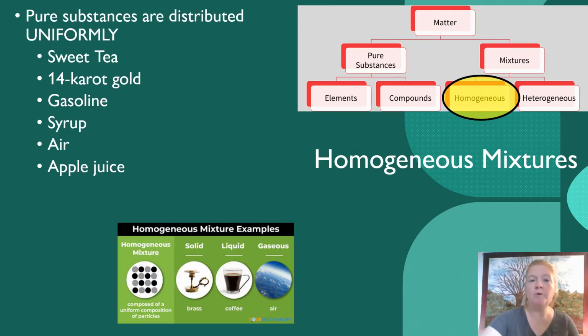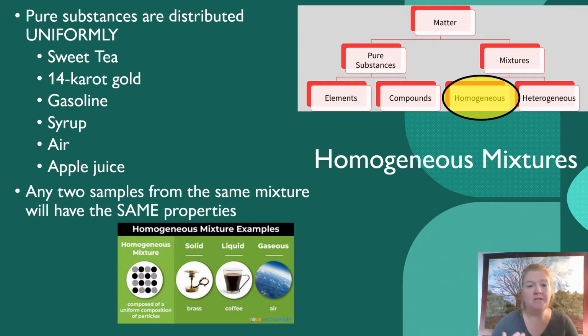What about homogeneous mixtures? What does that mean? It means the pure substances are distributed uniformly. So sweet tea, 14 karat gold, gasoline, syrup, air, apple juice. Any two samples from the same mixture will have the same properties. So I have a sample of apple juice. I take a bit from here, a bit from here, a bit from here, test it. It's all the same property.